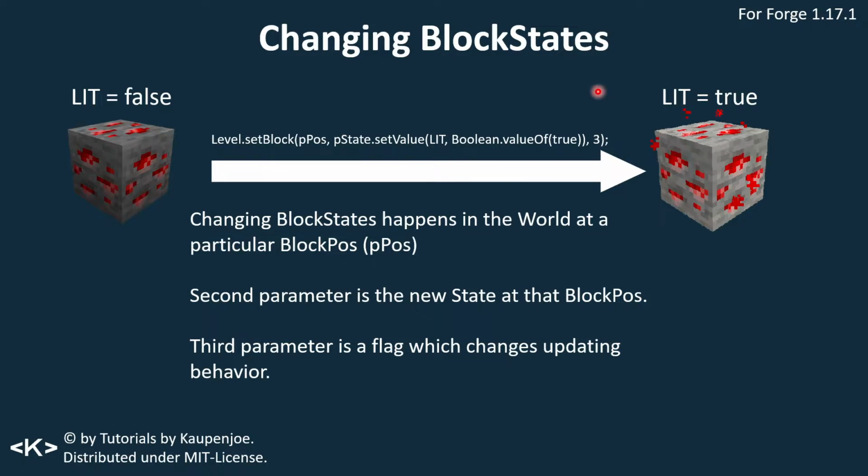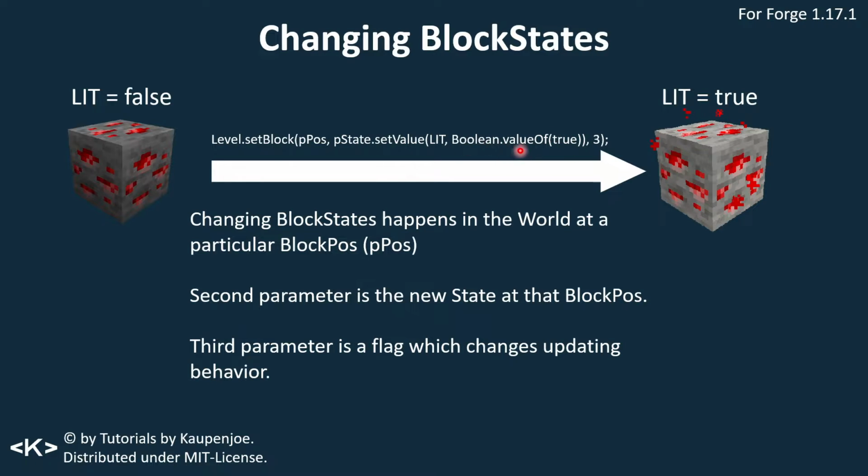And then this 3 is just a flag. So we can think about it like, once again, changing the block state happens in the world, right? Or the level in this case, but level, world, I use those interchangeably. At a particular position called pos, the position. And then the second parameter is the new state at that position. So here, this would be the old state. Then we're setting the value of this block state property to true.